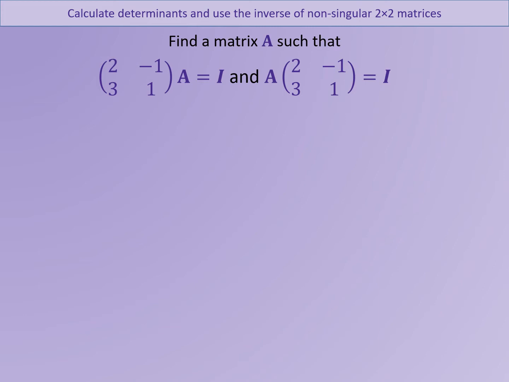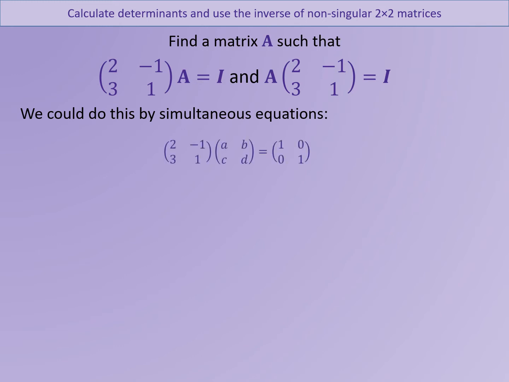One thing we could do is try to solve this using simultaneous equations. We could call A = [a, b; c, d], and say that [2, -1; 3, 1] times [a, b; c, d] would equal the identity [1, 0; 0, 1]. Multiplying that out becomes this, and we can then compare each of the elements to give us 4 simultaneous equations. The top left gives us 2a minus c equals 1, the top right gives us 2b minus d equals 0, and the other two at the bottom give us those two equations there.